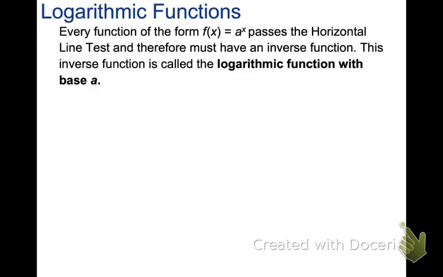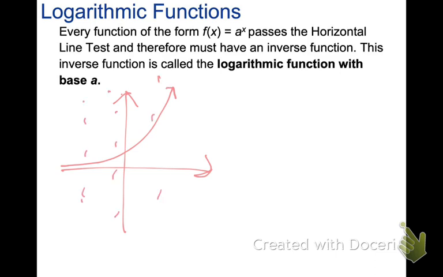Okay, so every function f of x equals a to the x, which is exponential, passes the horizontal line test. So if I were to graph an exponential function, it's a function because it passes the vertical line test. Well, it also passes the horizontal line test, saying it's one-to-one and its inverse is a function. The inverse of an exponential function is a logarithmic function.